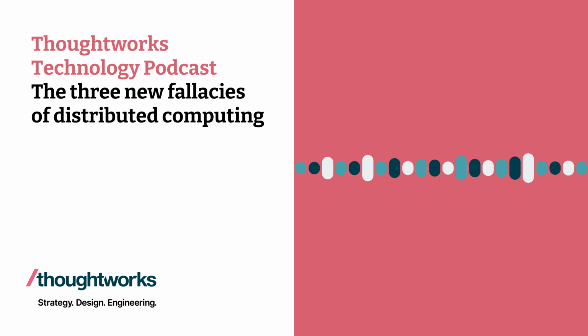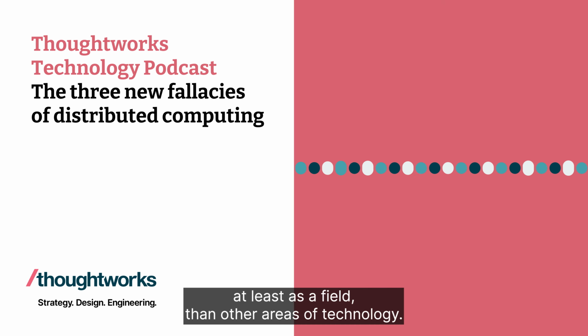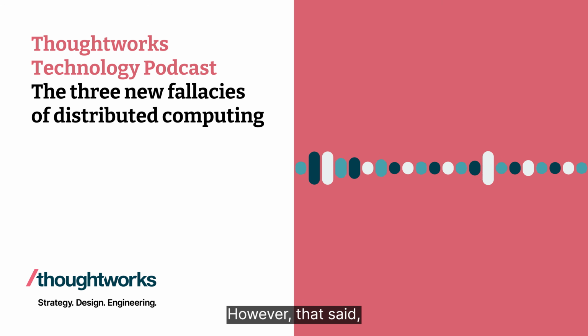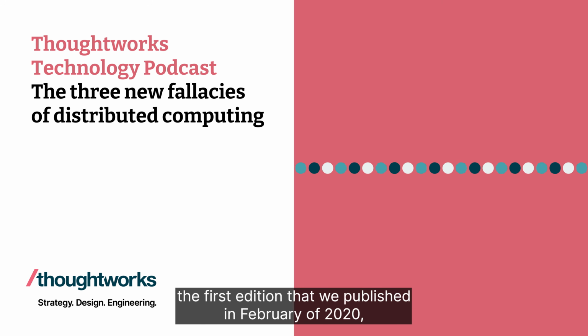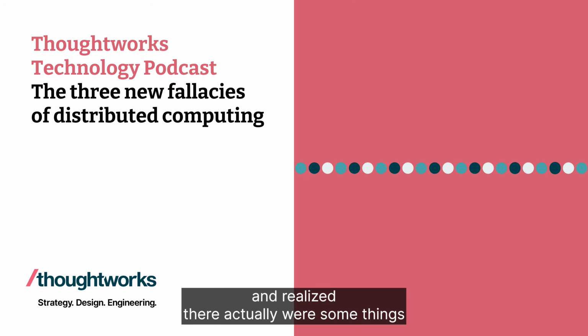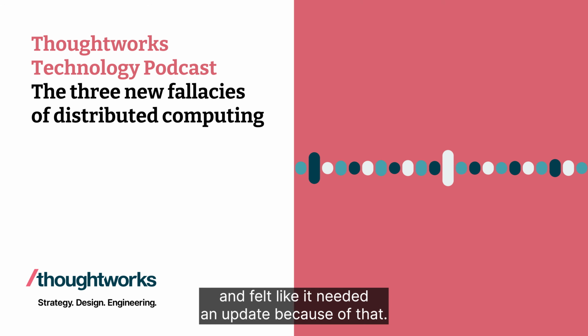Software architecture does remain more stable, I will say, at least as a field, than other areas of technology. However, that said, it does change. And Neal and I were reviewing our book, The Fundamentals of Software Architecture, the first edition, that we published in February of 2020, and realized there actually were some things that changed in software architecture that we did not include in the book, and felt like it needed an update because of that.